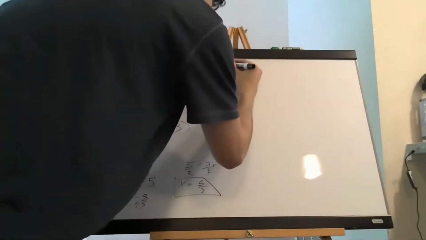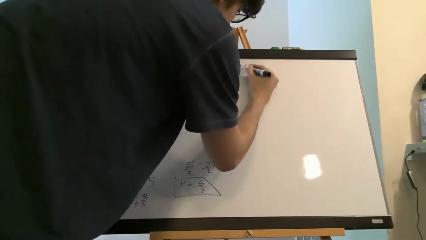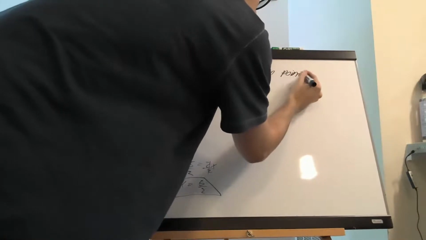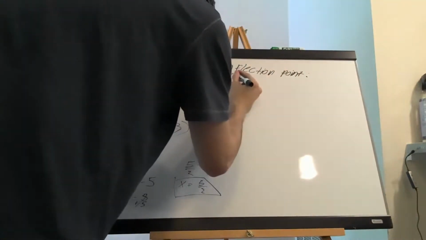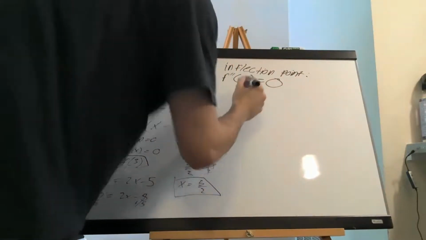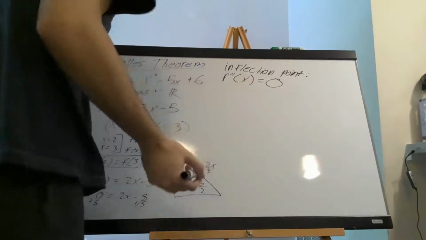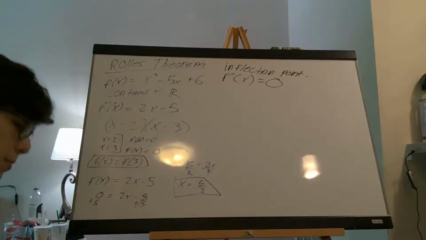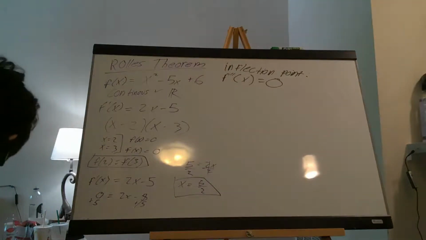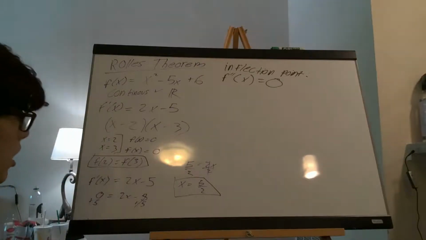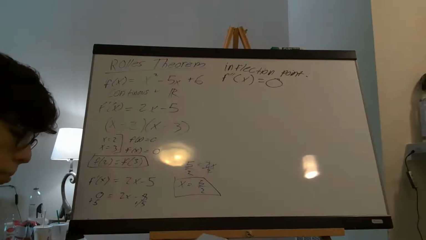So yeah, inflection point: f double prime of x equals 0. And then the inflection point is whatever the coordinate for x is. It's the c value. So yes, that is actually a very good question. Thank you for asking. Okay, so now what we're going to do is the mean value theorem.